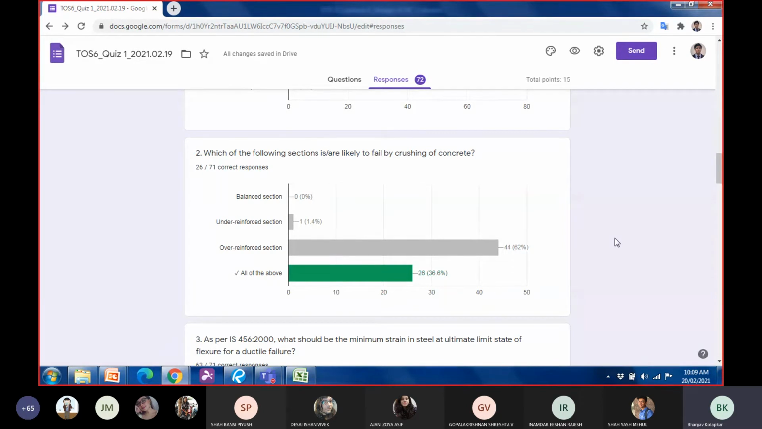So perhaps I just take care of this next time I present this question, that I'll make sure that it is the final failure that I'm talking about and not the ultimate limit state of flexure.